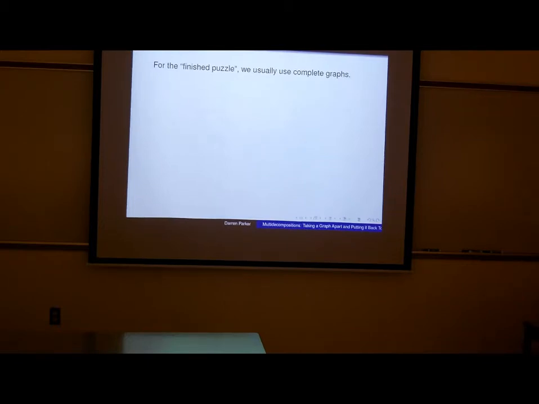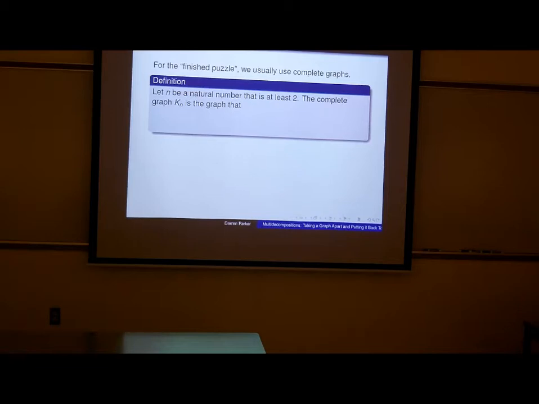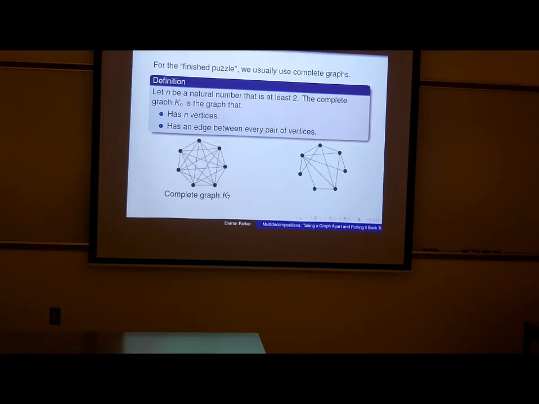But we use complete graphs, and to define that, it's just a graph. We'll call it Kn. It has n vertices, where n is at least two, right? It has n vertices, and every pair of vertices has precisely one edge between. So here are two pictures. That is the complete graph K7 that we saw before. Seven vertices and all the edges are there. But the one over on the right, that's missing some edges, so that is not complete.